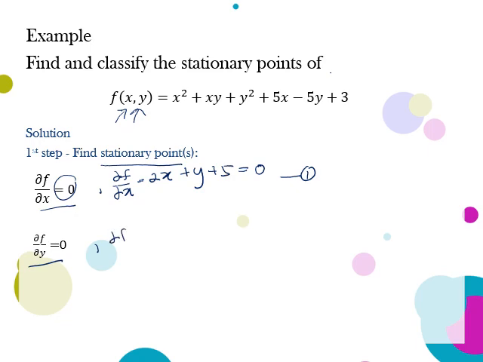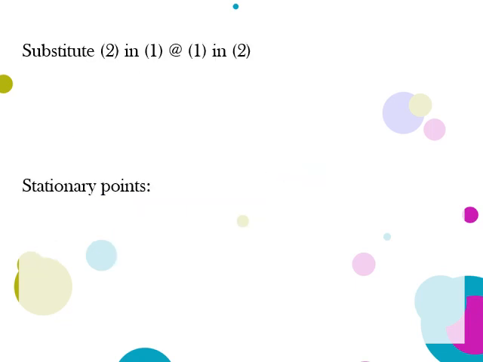Next we find del f over del y, differentiating with respect to y. So x square gives 0. xy gives x, plus 2y. 5x gives 0, and minus 5y gives minus 5. Then we also set it equal to 0, since in this formula we set it equal to 0 for the case of stationary points only. So we have two equations.